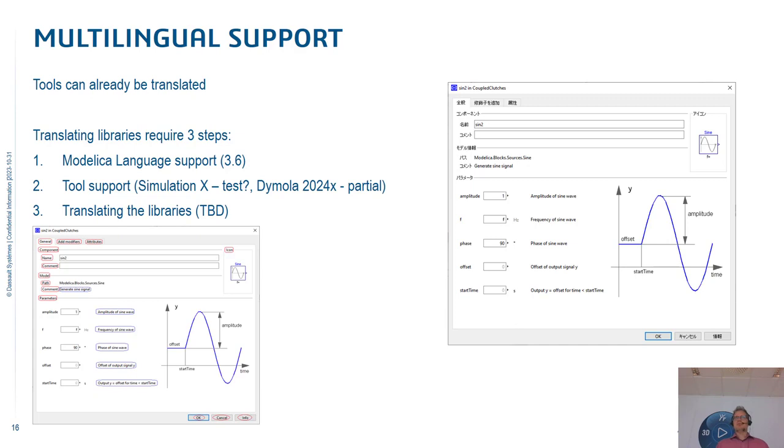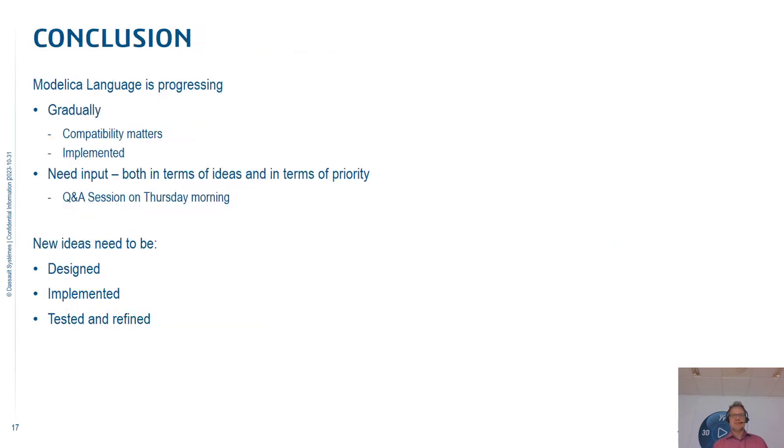So there was a test implementation in SimulationX. I don't know how full it is. And then we have a partial implementation in Dymola 2024X. And that means that all the things circled in blue here can be translated as well. And all the things in red are a part of the GUI and will be translated. However, translating libraries, that's a big thing. So don't expect that automatically. So, conclusion, the Modelica language is progressing.